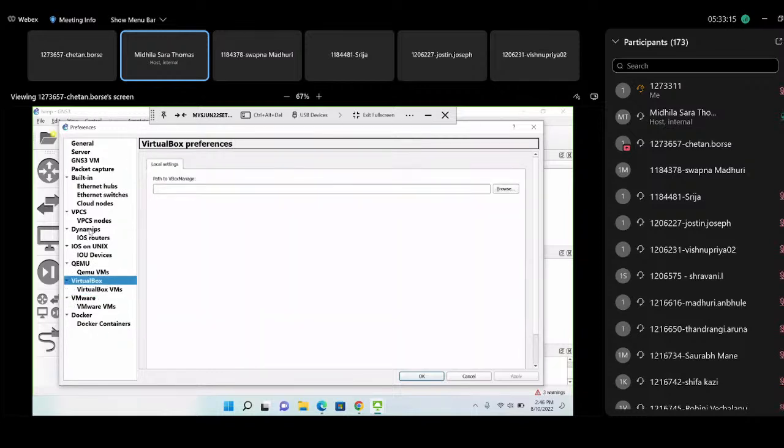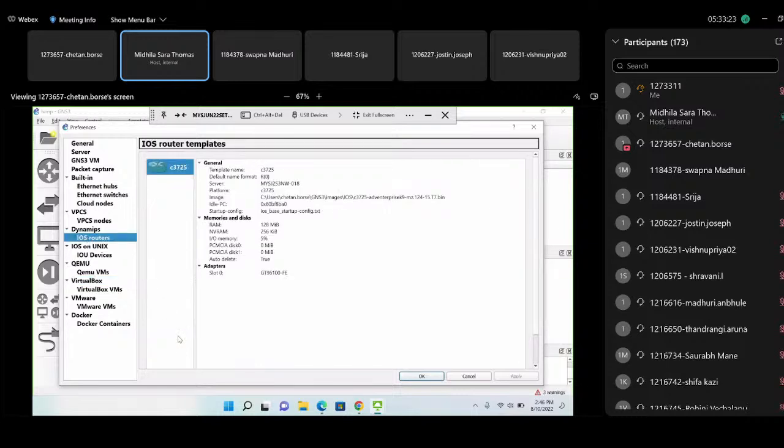Yes, ma'am. Under Dynamics, click on IOS routers. You see IOS routers, right? Click on it. Edit preferences, left side, under Dynamics you will see an option IOS routers. Click on it. Now on the right side some things are written: general, memories, disk, adapters and all.